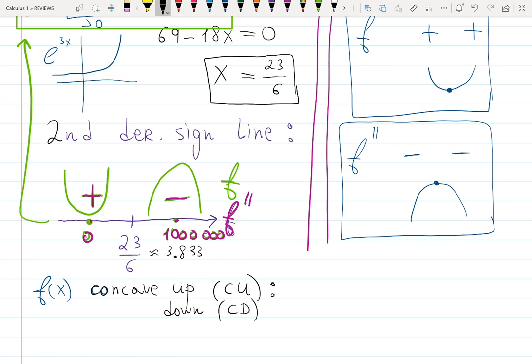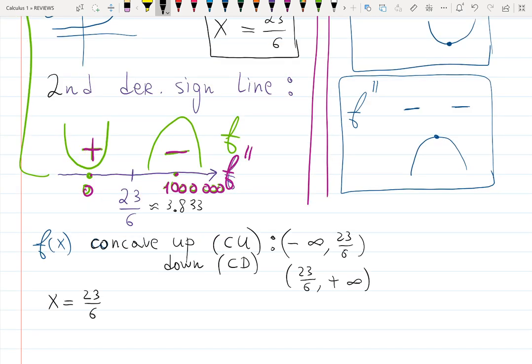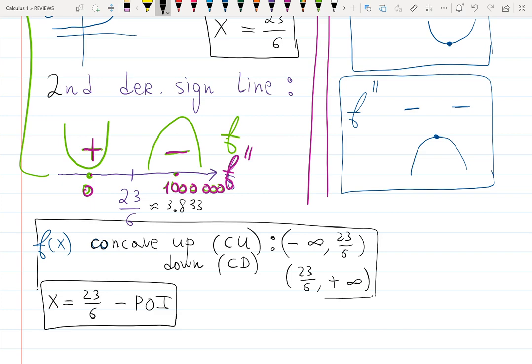The function is concave up from minus infinity to 23/6, and concave down from 23/6 to plus infinity. Since the input x equals 23/6 changes the concavity and is in the domain, that's important because an asymptote can change the concavity, but it's not a point of inflection. But this point is indeed a point of inflection because it changed concavity from concave up to concave down. That is the answer.